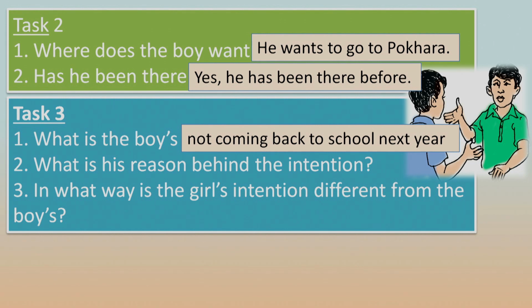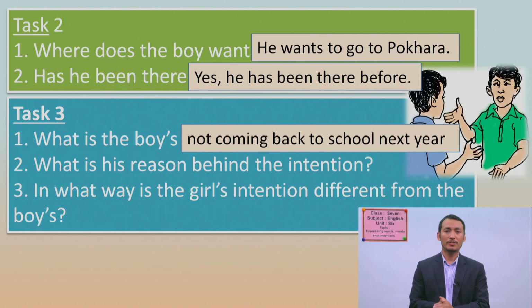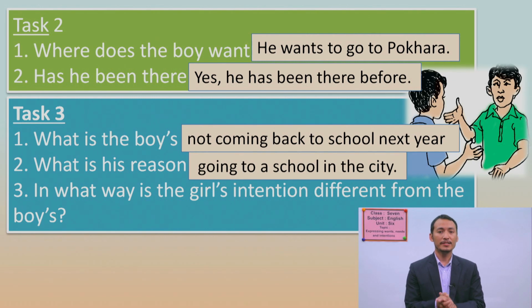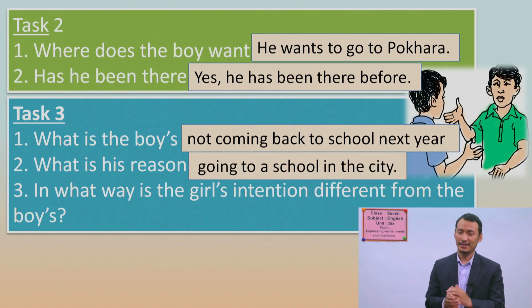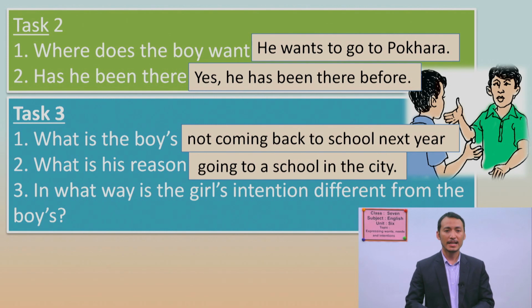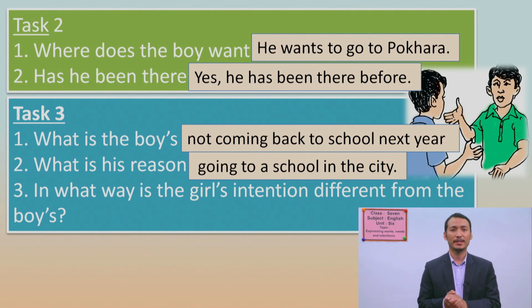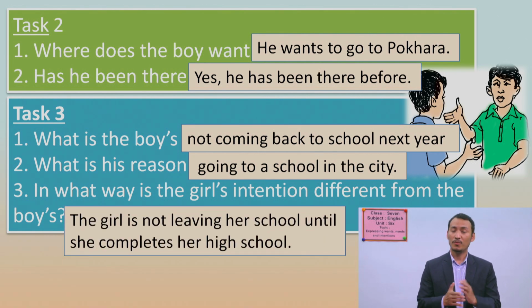Okay, the reason behind his intention not to come back to the school next year is that he is going to a school in the city, right? Yes, you are absolutely correct. Now, in what way is the girl's intention different from the boy's? Yes, the girl doesn't want to leave the school.